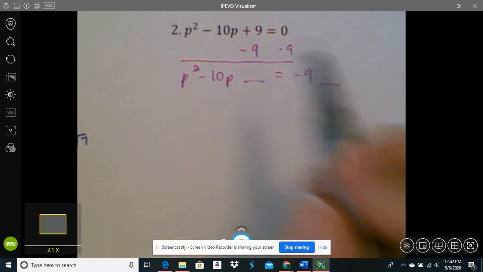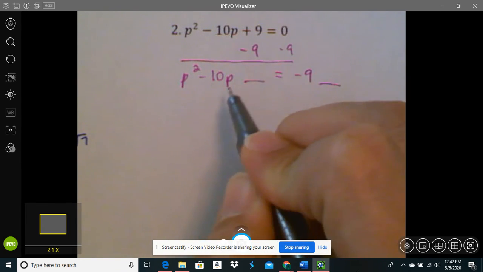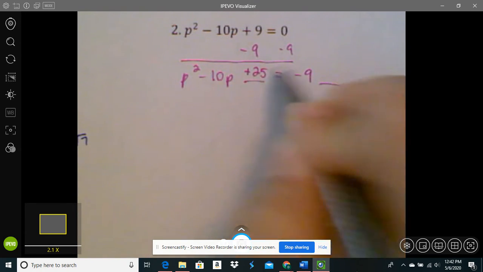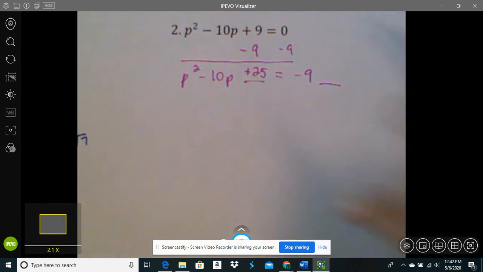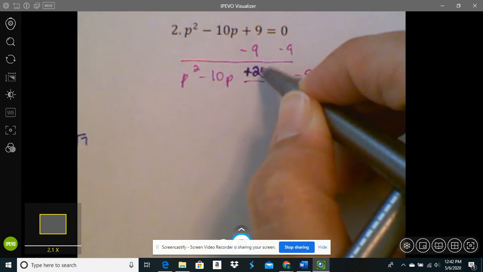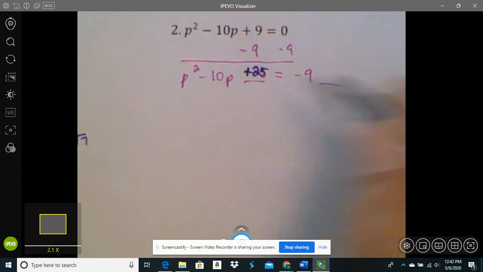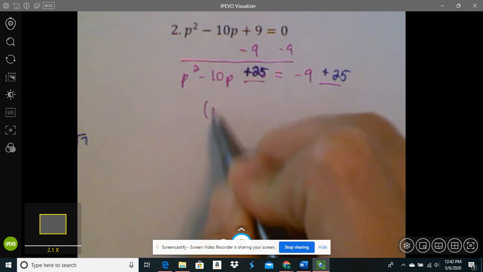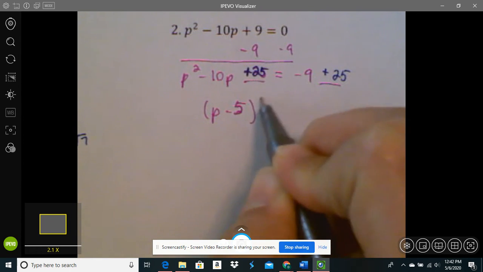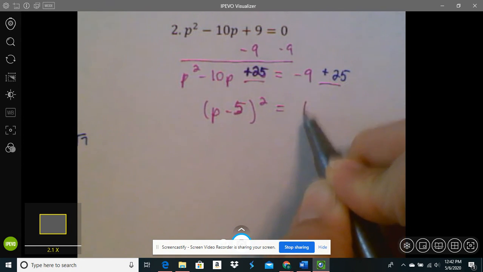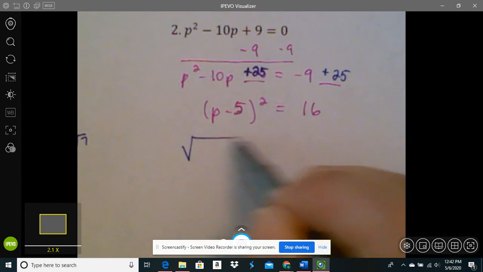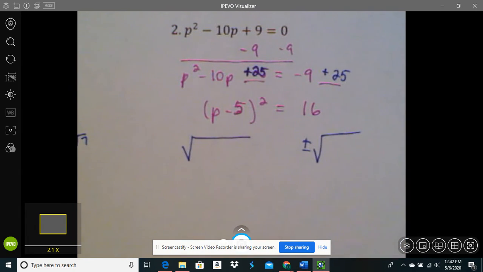Think about what you do to negative 10 and think about what goes in the blank. Half of negative 10 is negative 5. Negative 5 times negative 5 is 25. Now if I add 25 on the left, I must add 25 on the right. Now I'm going to write this in factored form. This is p minus 5 squared, and negative 9 plus 25 is 16. What's my next step? My next step is to take the square root of both sides.